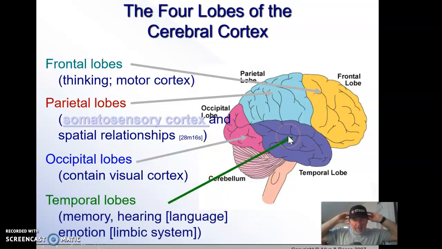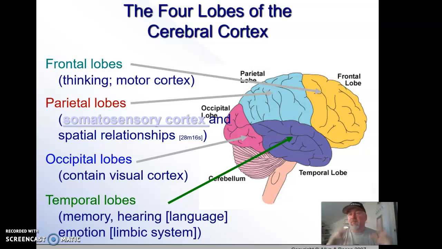Your temporal lobe is right here on both sides. Right inside of your temporal lobe is your hippocampus. That's why it has to do with memory. It has to do with hearing. It's right by your ears. It has to do with, basically, if we took off your temporal lobe, your limbic system would be right inside. So there's a lot of crossover in your limbic system.